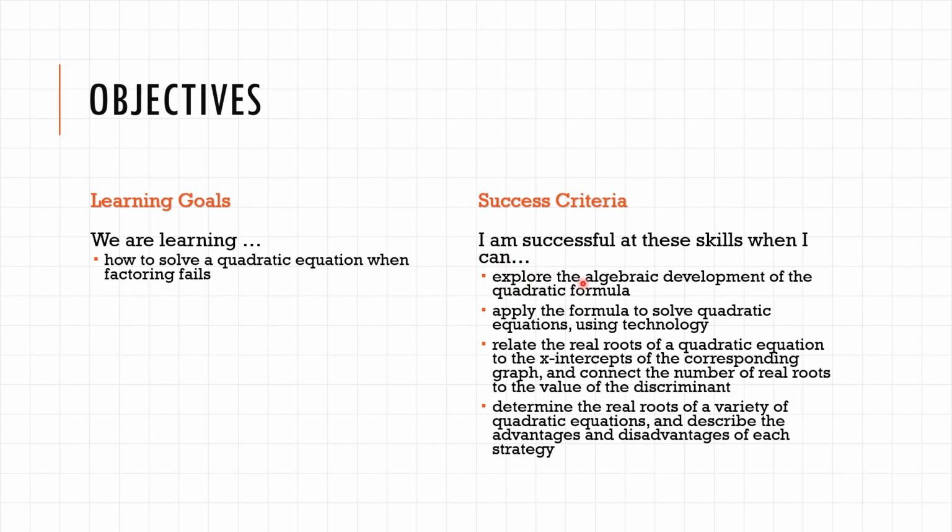So today you're going to explore the algebraic development of something called the quadratic formula, and then you'll apply that formula to solve quadratics using technology. The solutions are the real roots of a quadratic equation, and you're going to relate those to the x-intercepts of the graph that connects with it, and you're going to connect the number of roots that you find to the value of something new called the discriminant. Finally, you're going to determine what are the real roots of all sorts of quadratic equations, and you're going to be able to describe the advantages and disadvantages of whatever strategy you used to determine those.